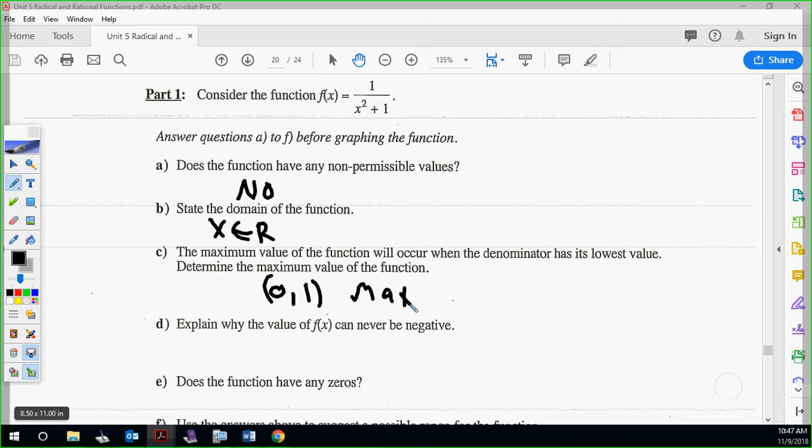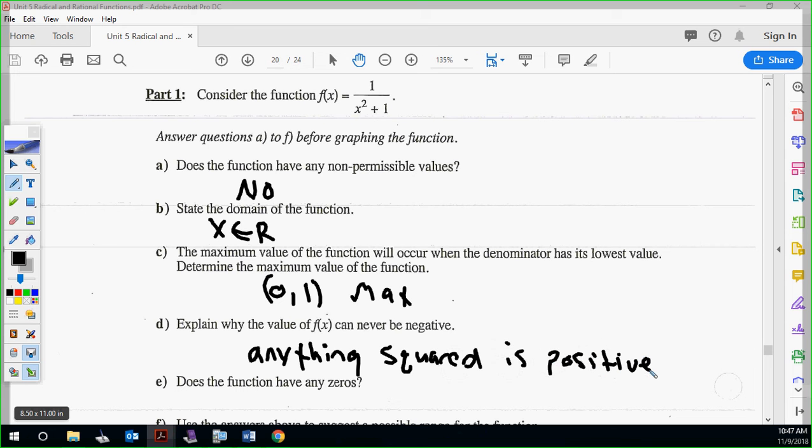Okay, explain why the value f of x can never be negative, because anything squared is positive. Okay, does the function have any zeros? It does not. Okay, there's no zeros, so it doesn't have any x-intercepts, which makes sense because it's approaching 0 on both sides but never touching it. So it's actually a little mini hill. Okay, and we'll look at that in a second.